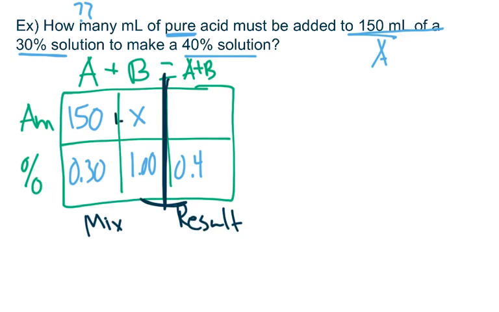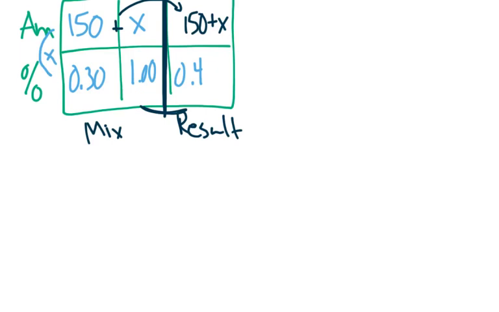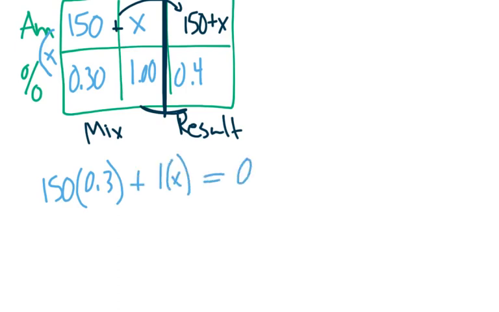Well, what we'll do is we'll take these two numbers and add them together and put that there. Because you're taking 150 milliliters and you're going to add some unknown amount that we're trying to figure out. Now we have the setup for the equation. So keep in mind what I do is I take the two rows and I multiply them together. So I'll get 150 times 0.3 plus 1 times X is equal to 0.4 times (150 plus X).